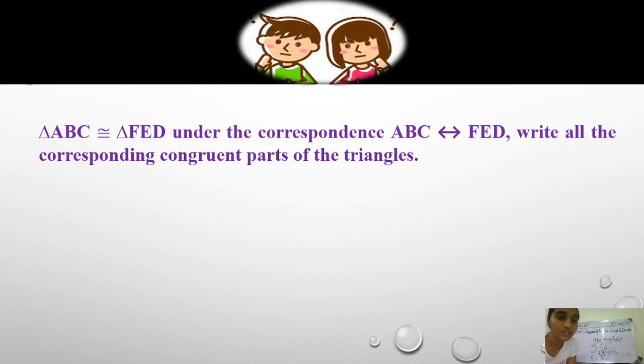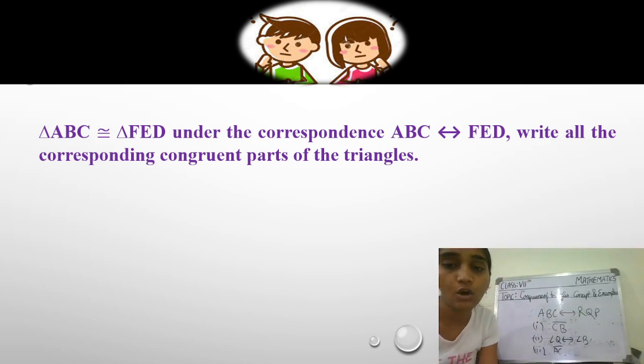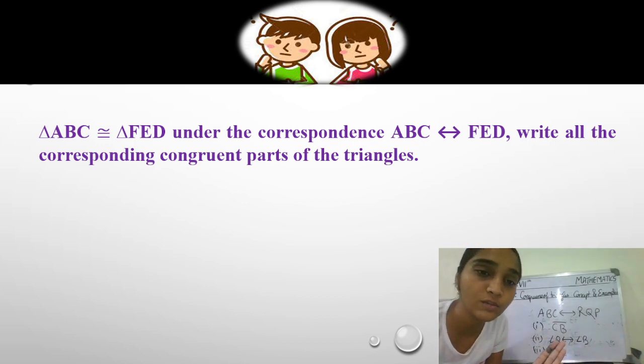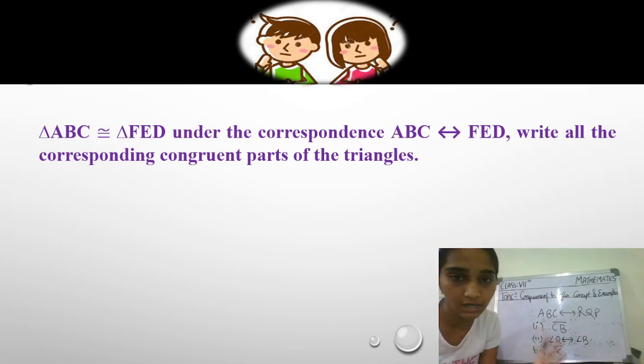Now if I ask you students, this is one more application which you have to answer: triangle ABC is congruent to triangle FED under the correspondence ABC to FED. Okay, ABC corresponds to FED. What you have to do, we have to write all the corresponding congruent parts of this triangle. So students, you have to do this at your end, and you can give a hint in the comment section whether you are done or not. Okay, and try to answer it, all the corresponding parts.